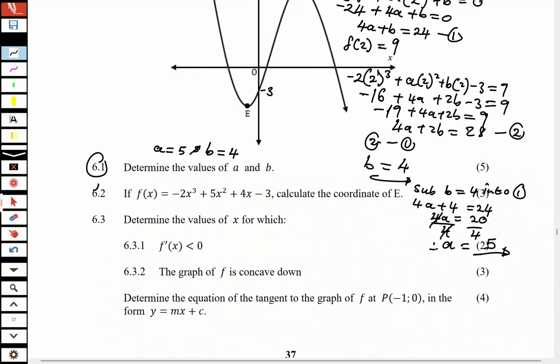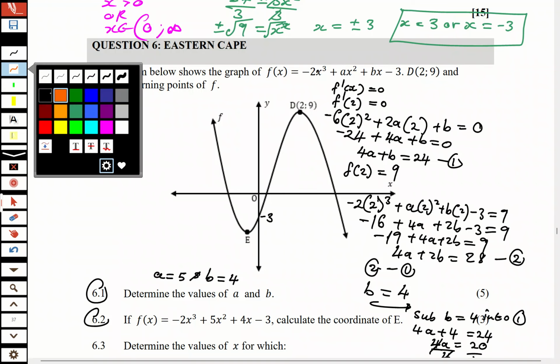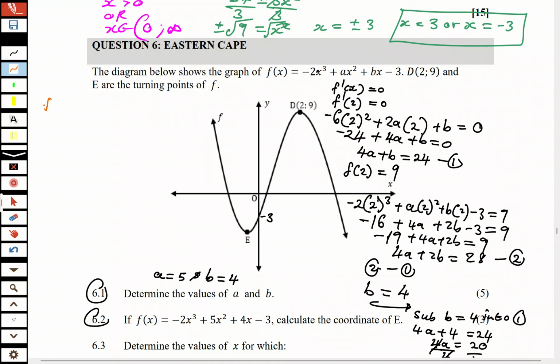So now they gave us the equation. Now calculate the coordinate of E. We know that E is the turning point. What do we do, guys? We take the first derivative. So let me use another color there. So you simply take the first derivative of your original function. This one, you have negative 6x squared plus 10x plus 4. Since they're talking about E, which is a turning point, you equate this to 0.